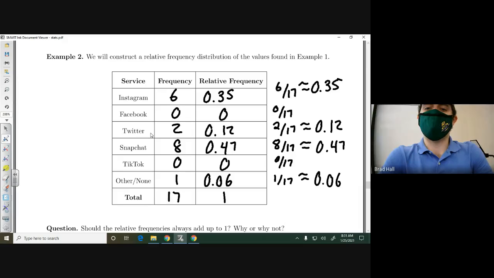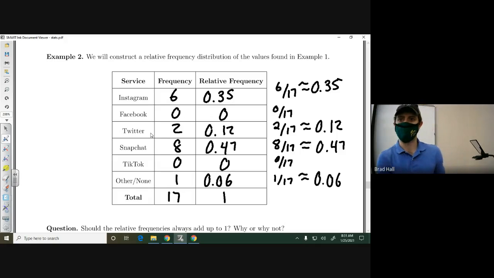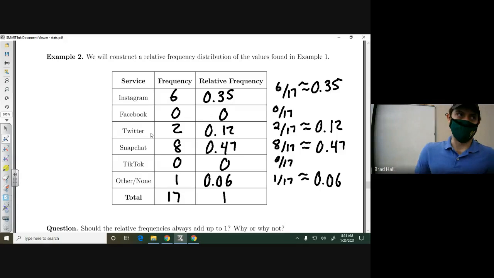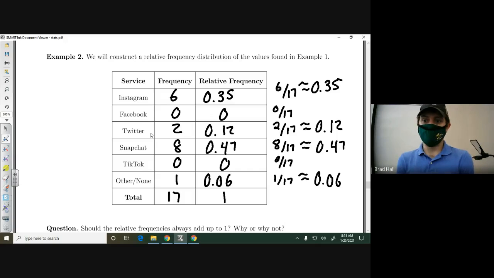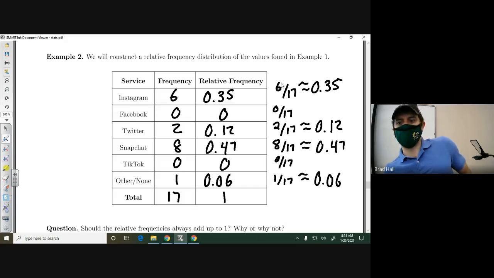So now, if I went out to a colleague and said I had 6 of my students say they prefer using Instagram, well, hopefully my colleague would say, well, out of how many? And that's where the relative frequency comes into play. It tells us that 35% of students in my class who actually bothered to respond said that they enjoy Instagram more. So, 35%.